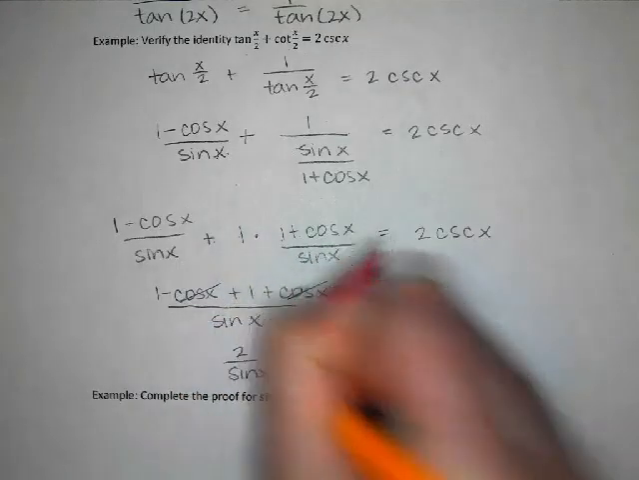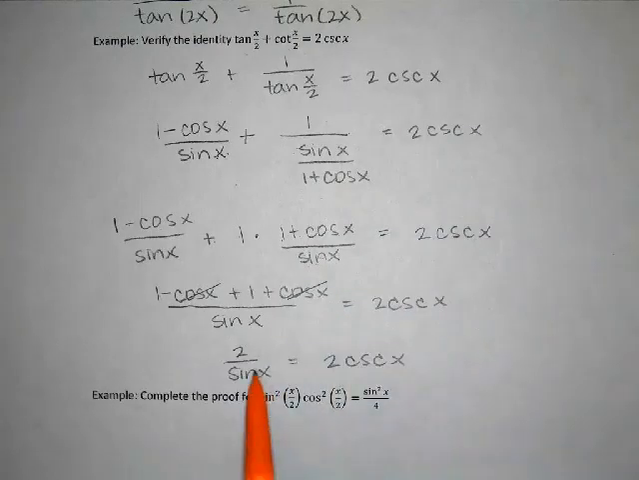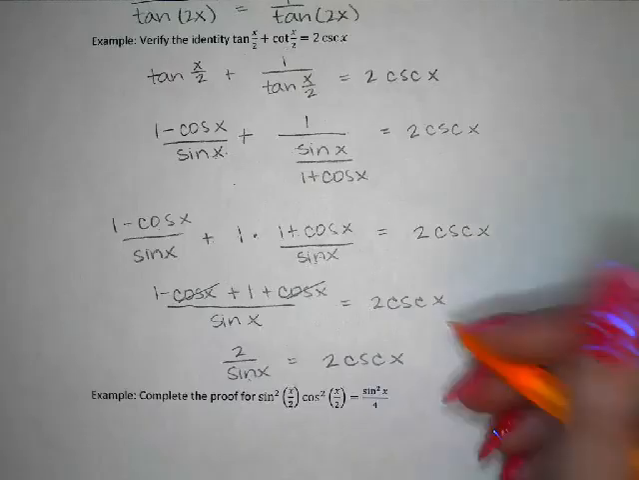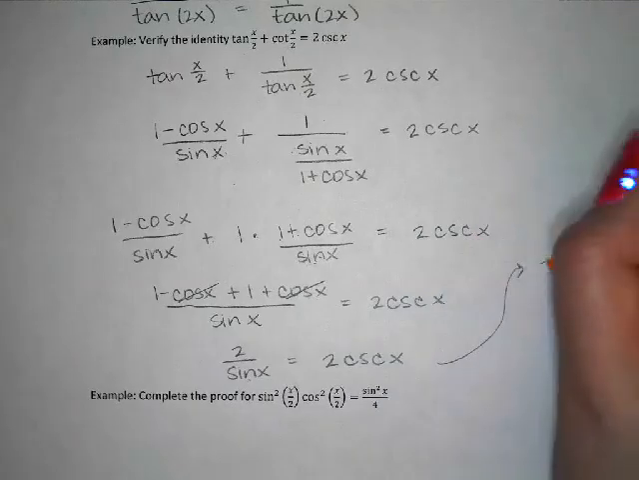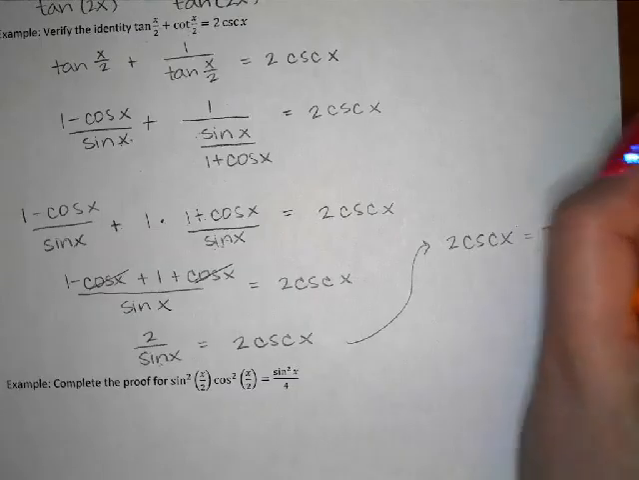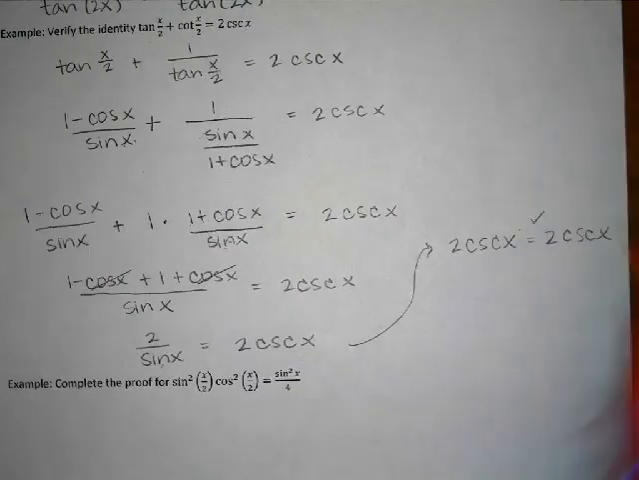Okay, so 2 over sine, you can think of it as 2 being multiplied by 1 over sine x. That's how you can think of this. And we know that 1 over sine x is just cosecant. So this is really 2 cosecant x equals 2 cosecant x. We just proved it. All right, one last proof for us.